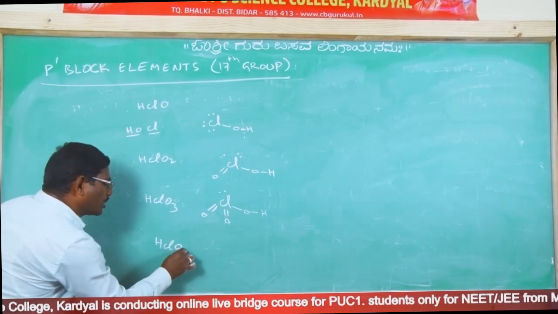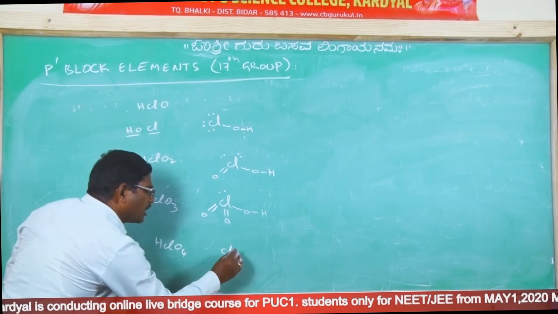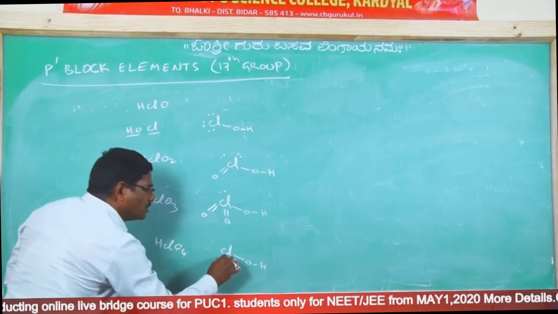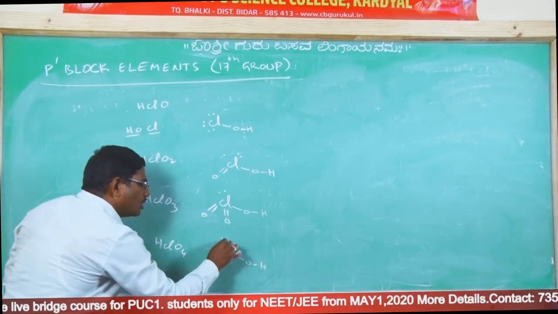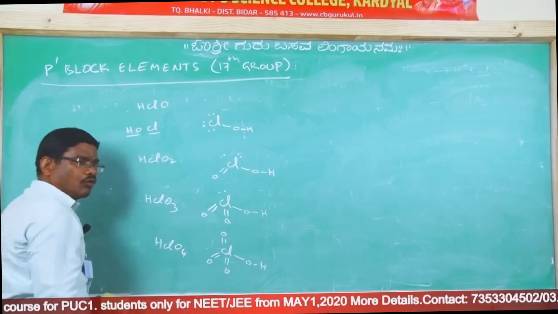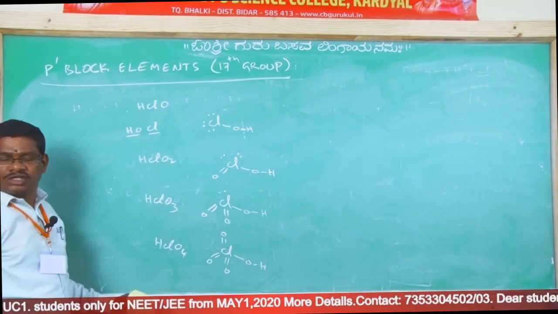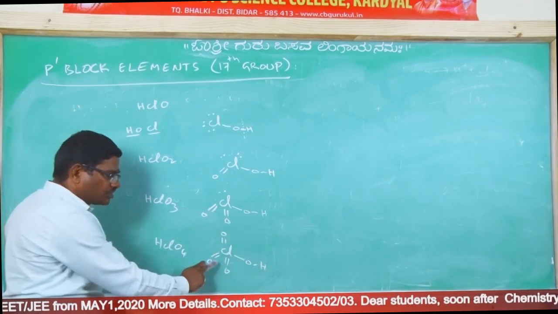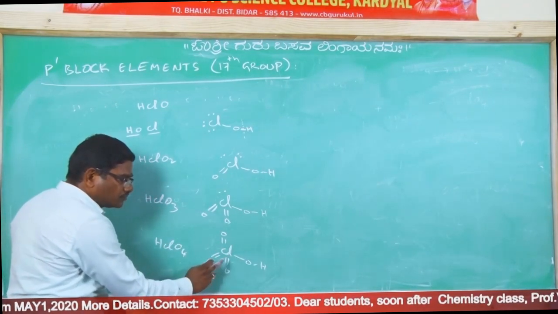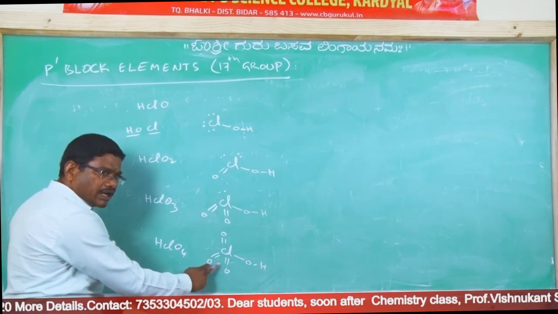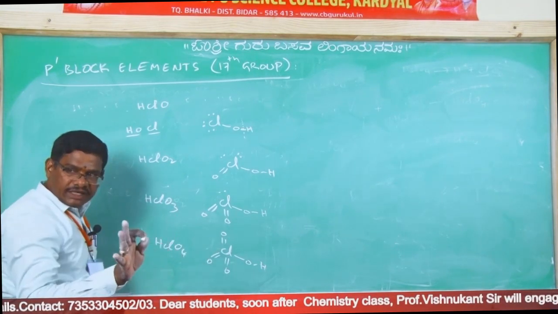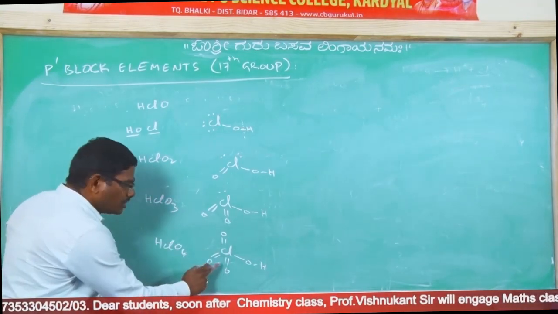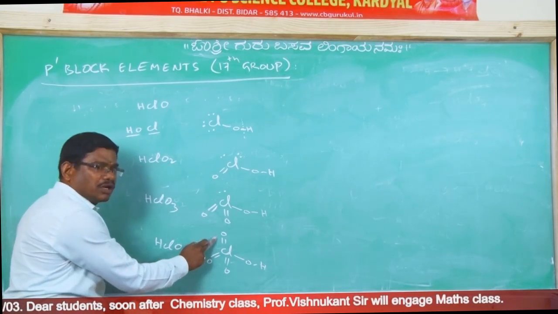Similarly, if you go to perchloric acid, ClOH is common. Here double bond O, here also double bond O. No lone pairs of electrons. Now the heptavalency of chlorine is satisfied. No lone pairs of electrons. So therefore, here it is tetrahedral geometry, not deviated from the original structure. Now here 1, 2, 3, 3 pi bonds are there.